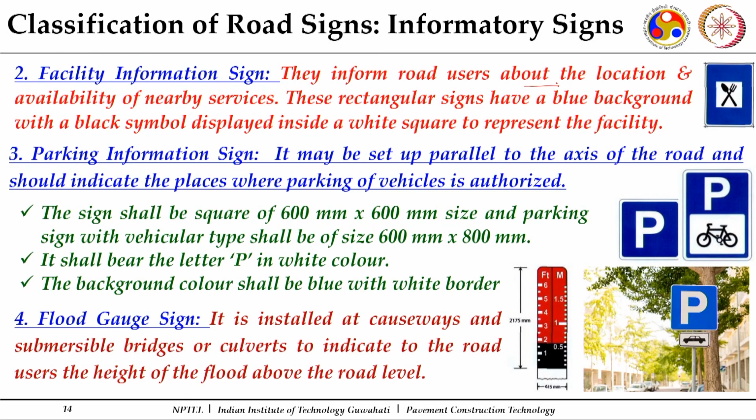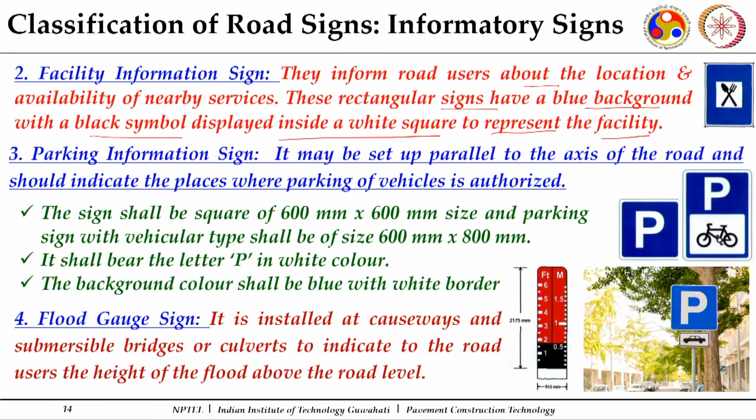Now facility information signs. As I mentioned, there may be facilities such as restaurants and fuel stations, and this information is shown through facility information signs. They inform road users about the location and availability of nearby services. These rectangular signs have a blue background with a black symbol displayed inside a white square. The designs and standards, the width and height, are all as per IRC 67 guidelines.